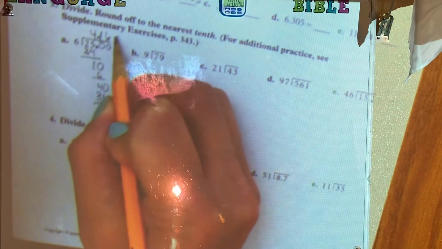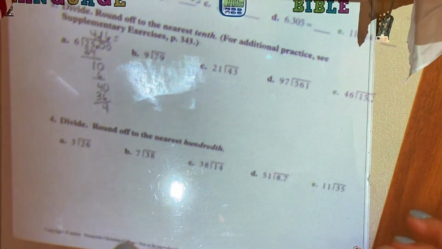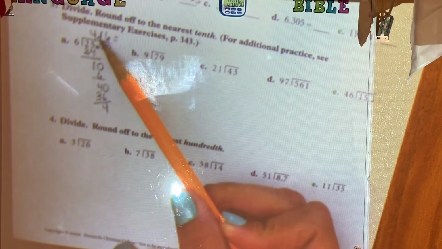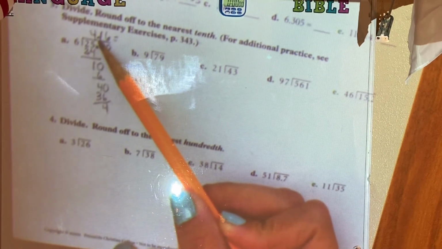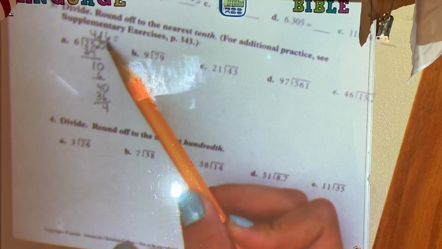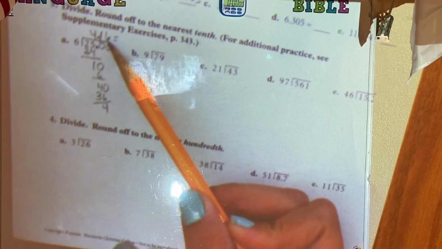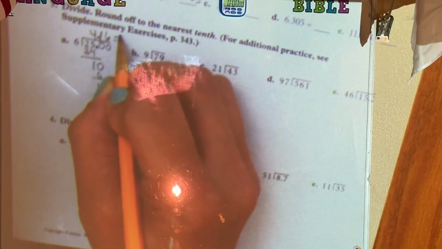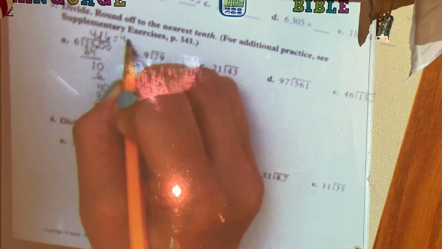So we have 4.16. So we have the 1, which is in the tenth place. We're going to look to the right, and at the right, we see a 6. So because it's more than 5, the 1 is going to become a 2. So my answer would be 4.2. This would be my answer for that, okay?